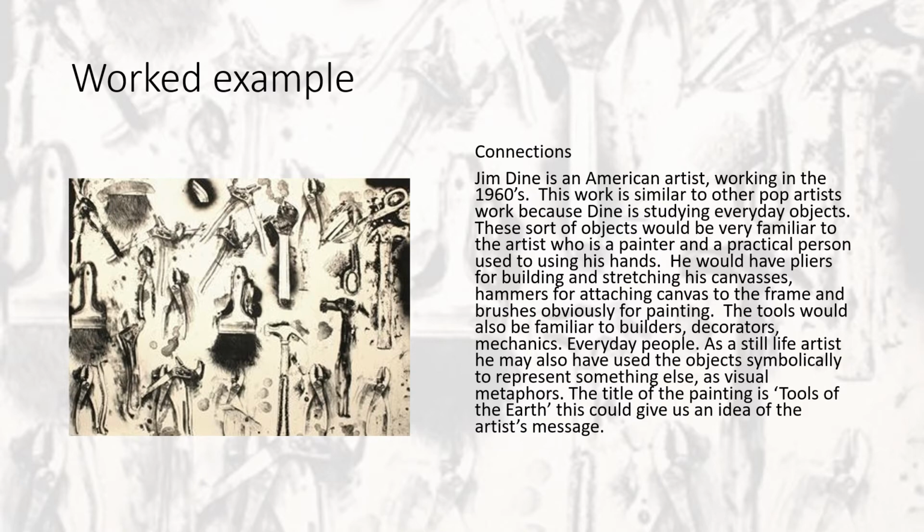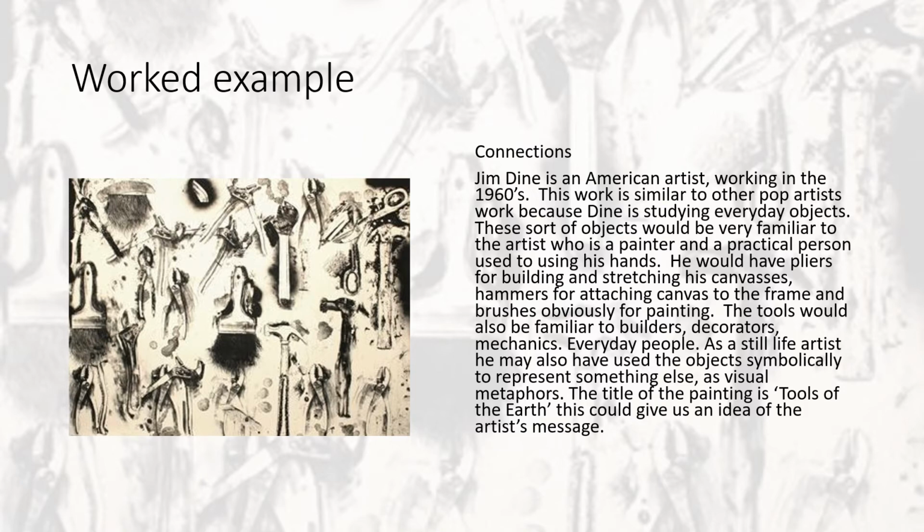This work is similar to other pop artists who were working at the same time because Dine is studying everyday objects. These sort of objects would be very familiar to the artist, who is a painter and a practical person used to using his hands. He would have pliers for building and stretching his canvases, hammers for attaching canvas to the frame, and brushes obviously for painting. The tools would also be familiar to builders, decorators, mechanics, everyday people. As a still life artist, he may also have used the objects symbolically to represent something else as visual metaphors.